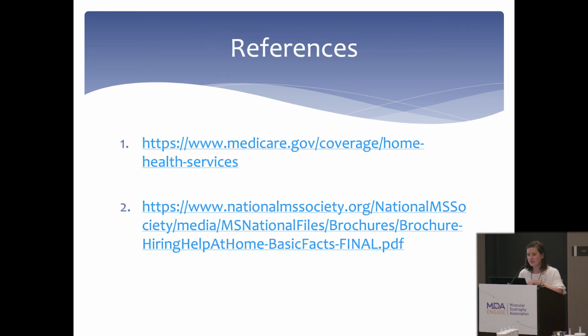The last slide here is just the Medicare website. I did reference them in an earlier slide, and also the National MS Society, since I took their needs assessment from their website. Are there any questions about this information?